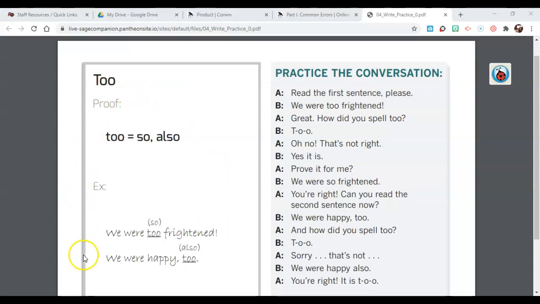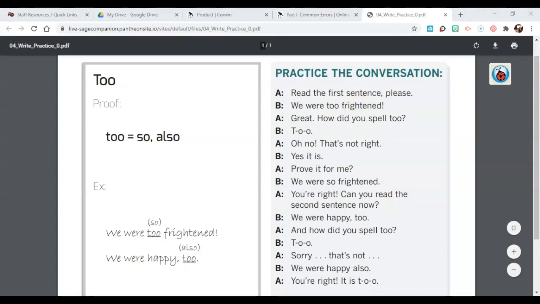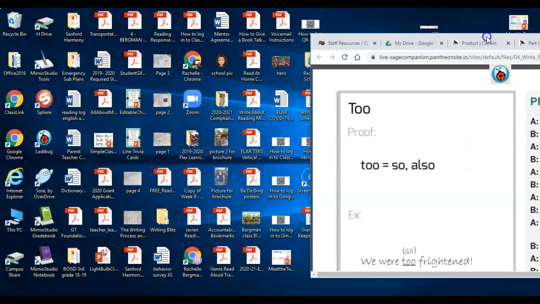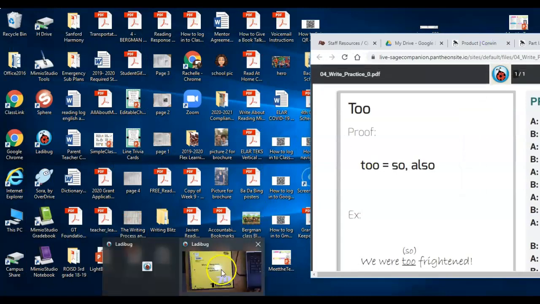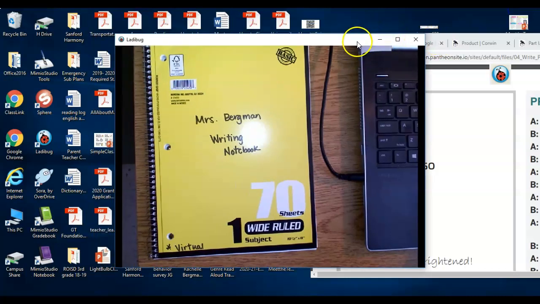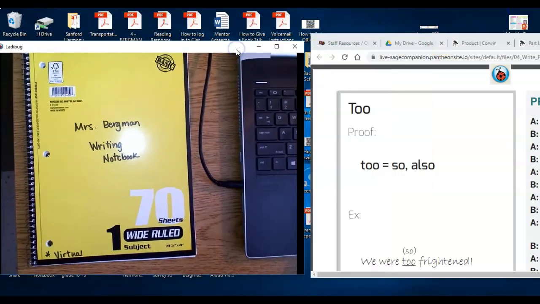All right, so what I want us to do is take this left side of my screen, and we're going to use it to fill in some charts in our writing notebook. So let me minimize this so I can split screen for you. I'll hold this over, and then I'm going to also pull up my ladybug so you can see both things going on.